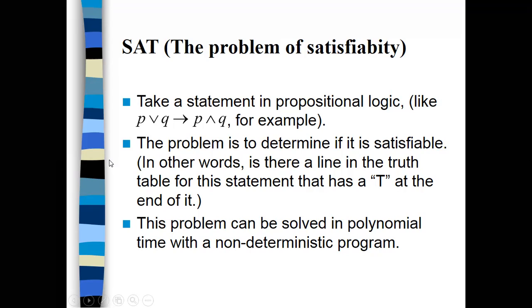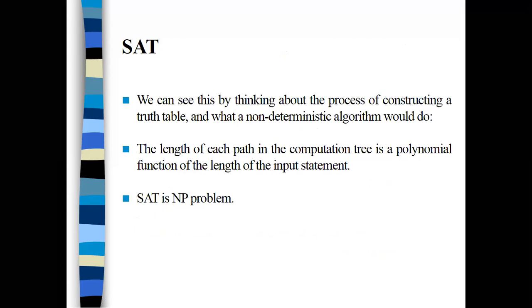The problem is to determine if it is satisfiable. In other words, is there a line in the truth table for this statement that has a T at the end of it? This problem can be solved in polynomial time with a non-deterministic program. So satisfiability is, you can say, that in a specific time you are going to solve a problem, and then you are satisfied with that.